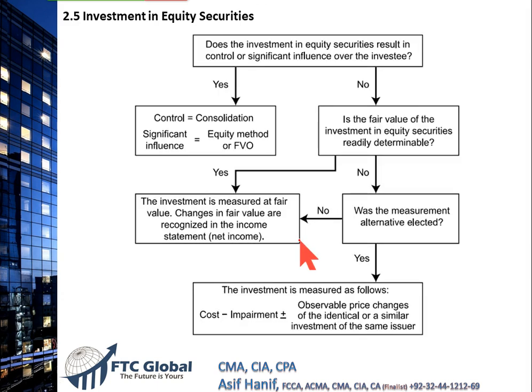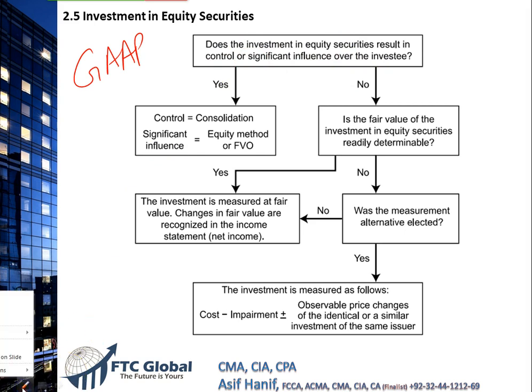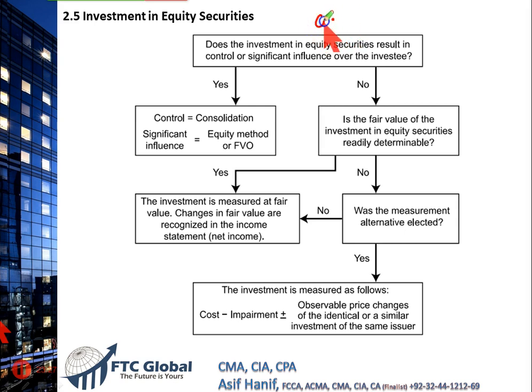Okay, now let us try to sum it up using a flow. Remember, this is as per US GAAP. Does the investment in equity securities result in control or significant influence? Let us take the highlighter to point out exactly what we're doing. Investment is between 0% to 20%. So if your investment is between 0 and 20%, you apply this fair value method.